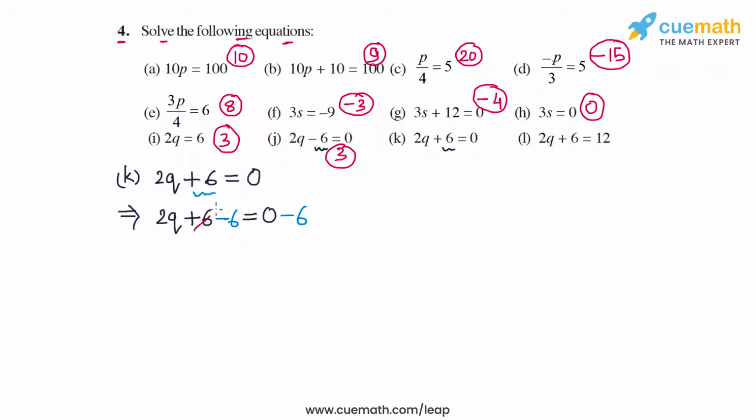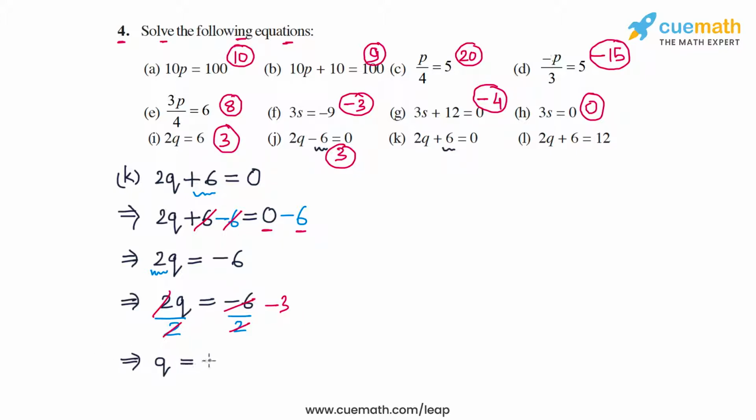So on the LHS, these 6 terms cancel out. On the RHS, 0 minus 6 is minus 6. So we get 2q is equal to minus 6. And now we need to separate out q from 2q. So we will need to divide by 2 on both sides. So let's do that. So we have 2q is equal to minus 6, and we will divide by 2 on both sides. So on the LHS, the 2's cancel out. On the RHS, we get minus 6 by 2 is minus 3. So we get the value for q as q is equal to minus 3. So the solution in part K is q is equal to minus 3.